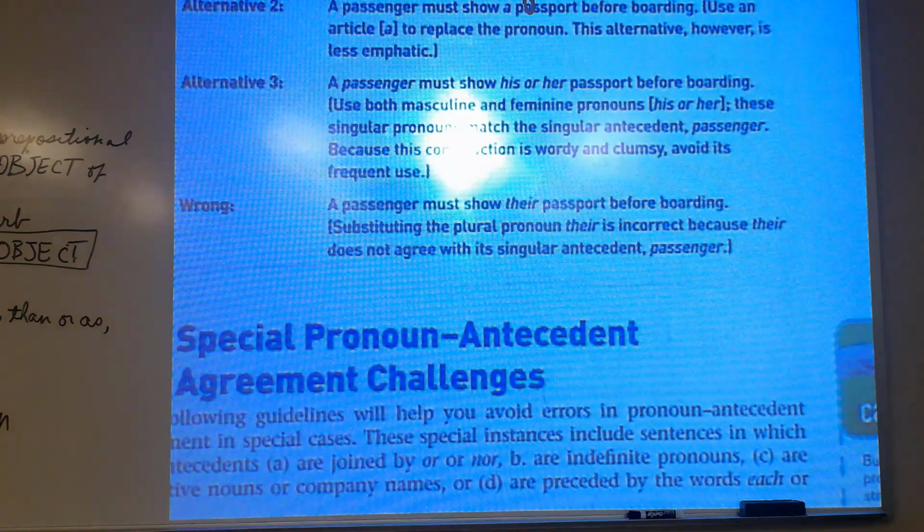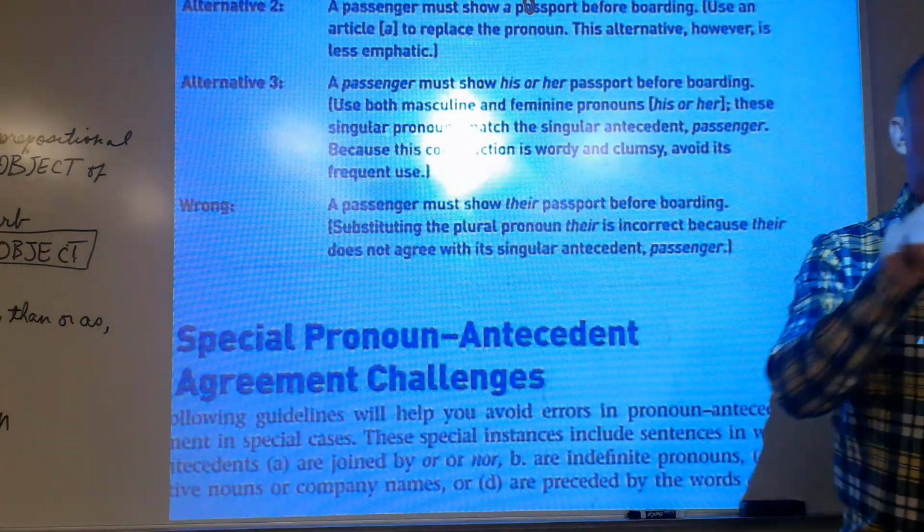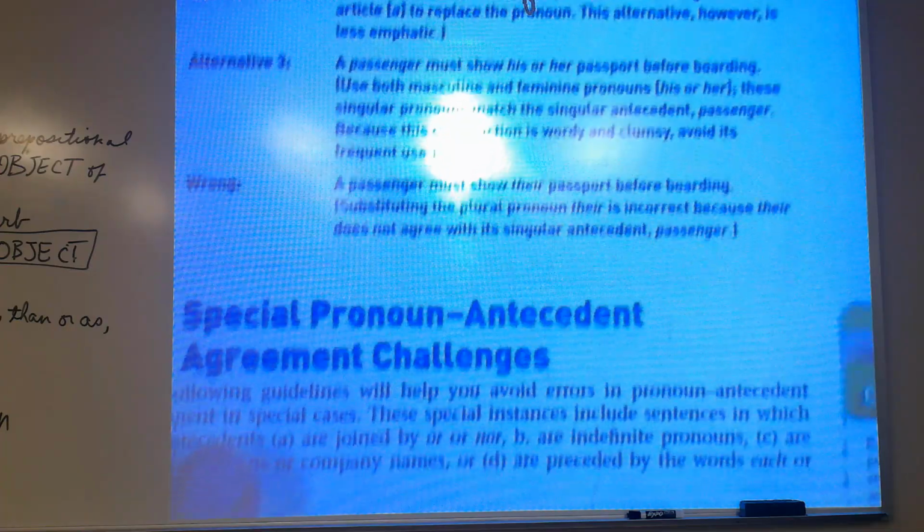What if you had all passengers? All passengers must show their passports. That would be correct. All passengers must show their passports. Plurality, to refer to the plurality of the passengers. All passengers. So that's another option, alternative as well. It's a good one.